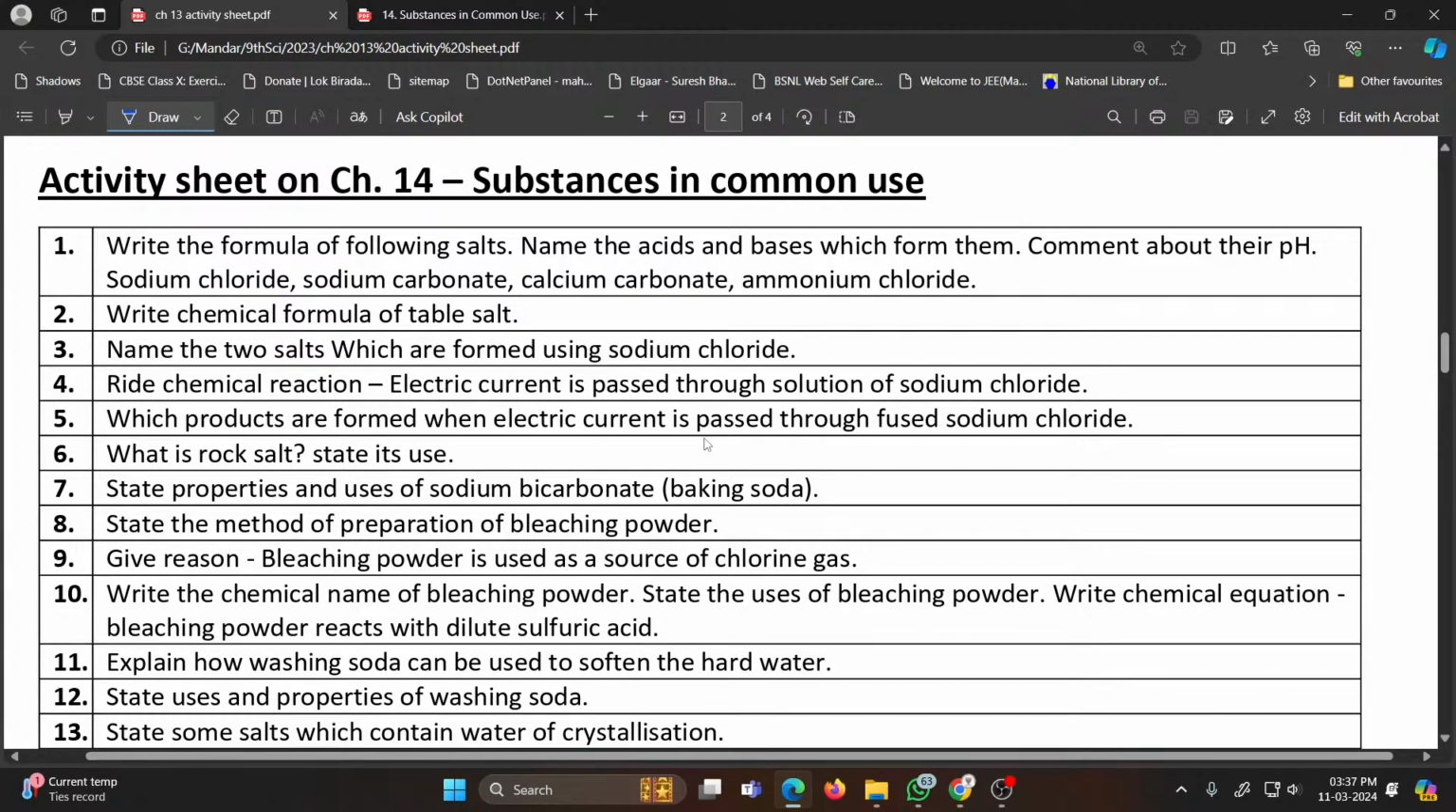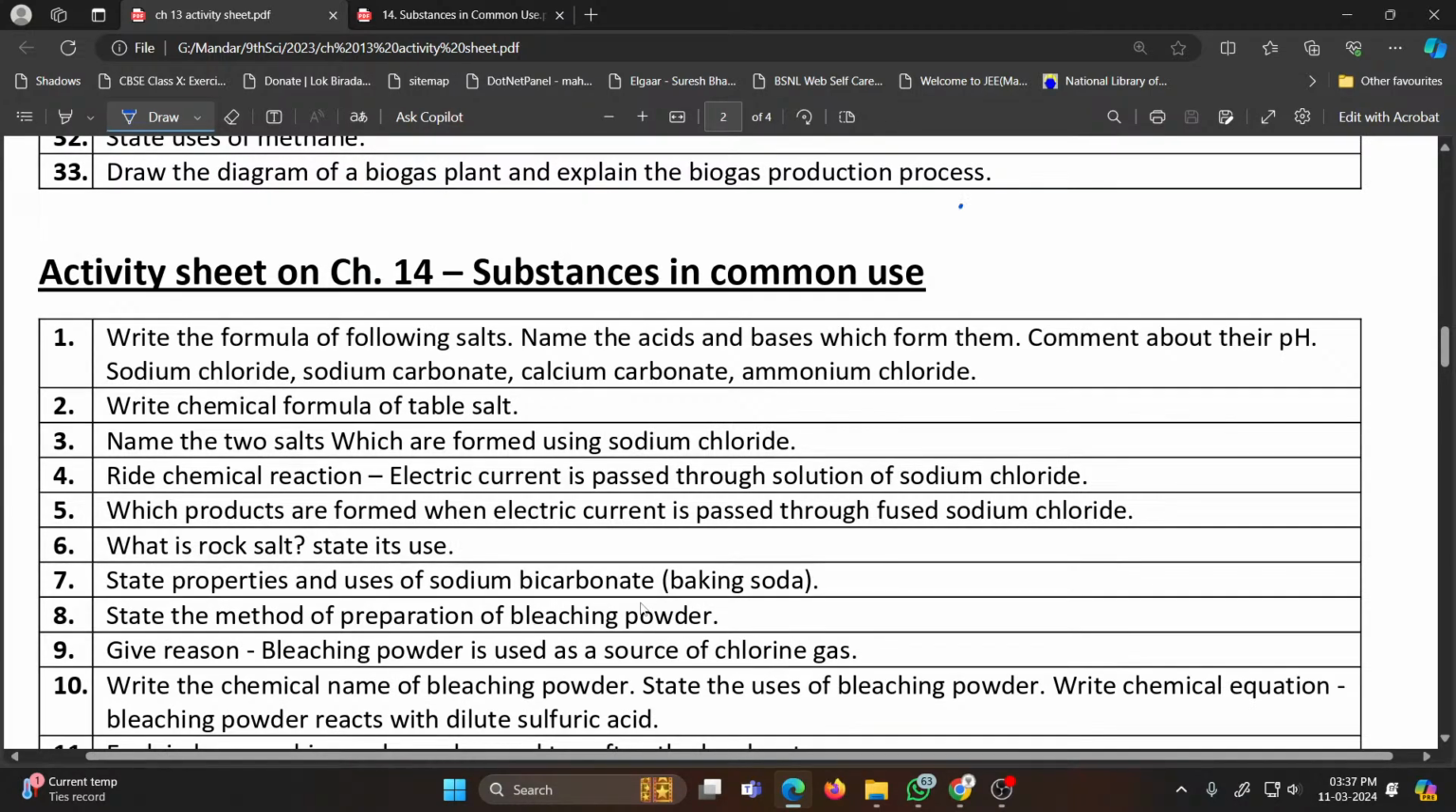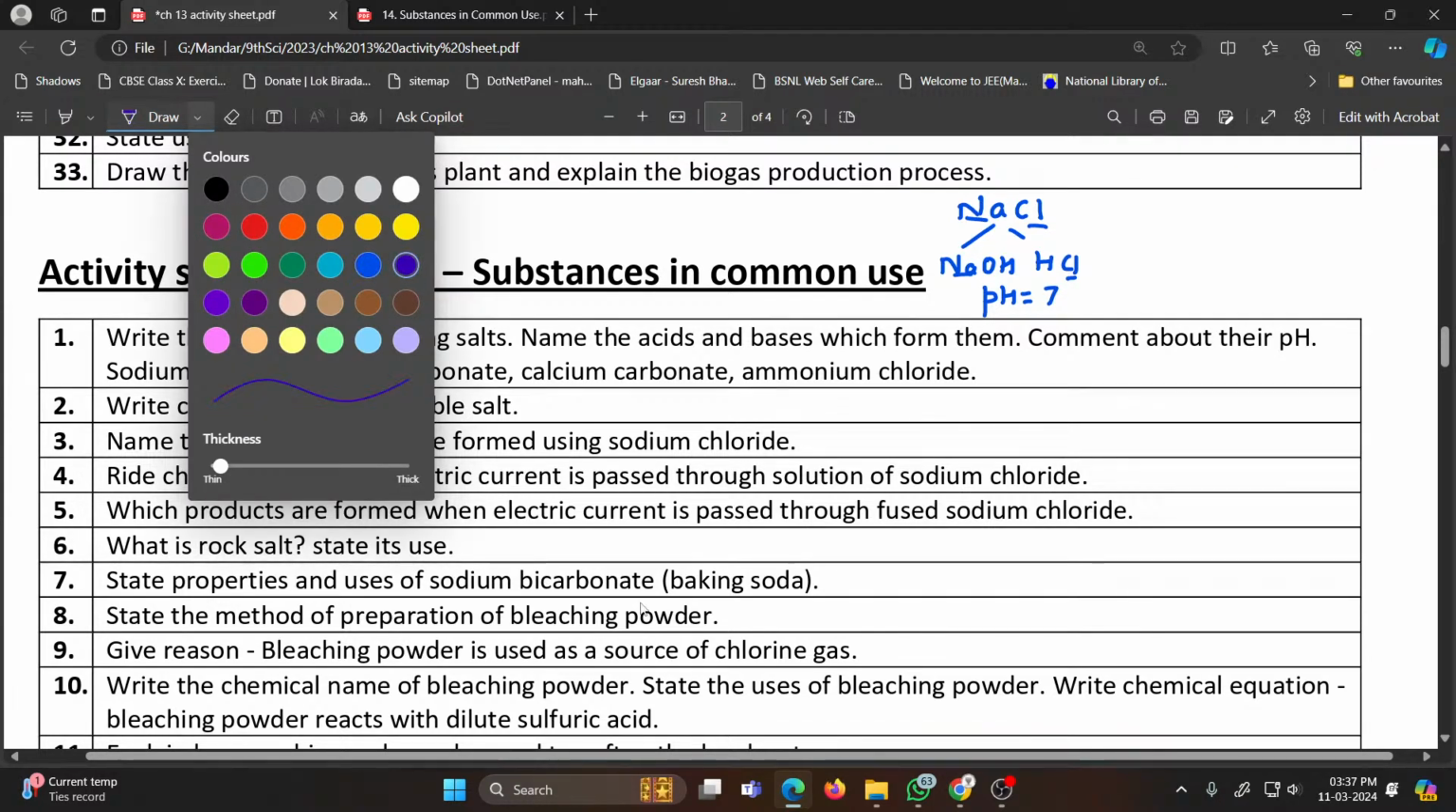First is sodium chloride, and we know that the formula of sodium chloride is NaCl, and it is derived from base sodium hydroxide and acid hydrochloric acid, and both this acid and base are strong, hence the salt is neutral, and that's why its pH is 7.